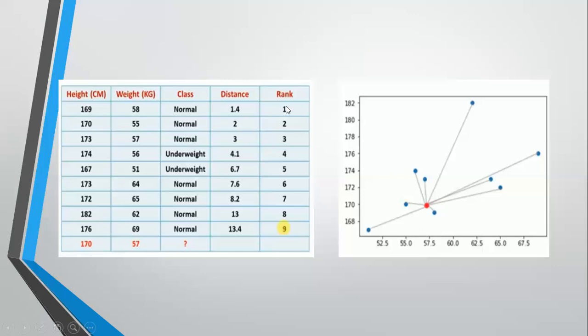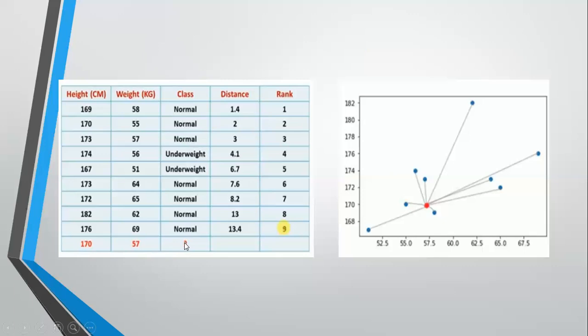Coming back to our algorithm, we have taken the k value as 3. So let me take the first 3 values. The first 3 come under the normal class, so the majority is normal. So a person with height 170 and weight 57 comes under the class normal. This is the way we can apply our KNN algorithm for classification.